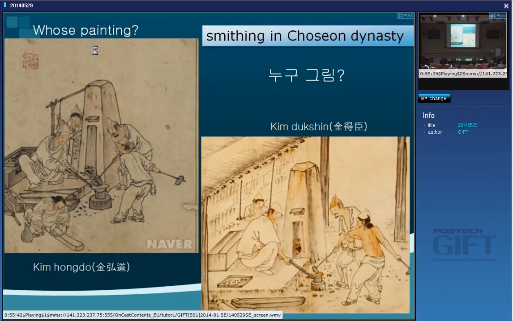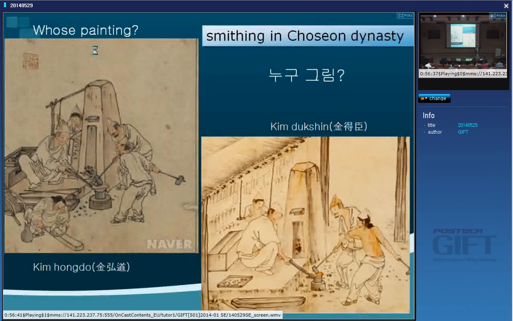I think in ancient times the method of smithing is different from the Joseon dynasty. How they made a furnace and how they worked is not known, and many parts are unknown. From the 4th century BC, they used hammering tools as an iron tool, but in the Proto-Three Kingdoms period, we couldn't find the hammering tools.